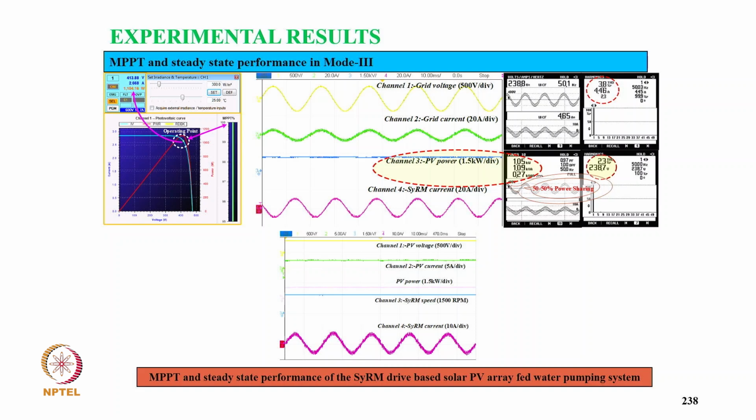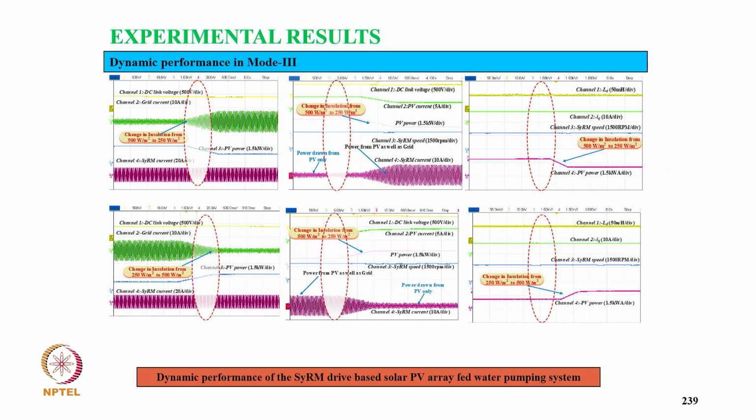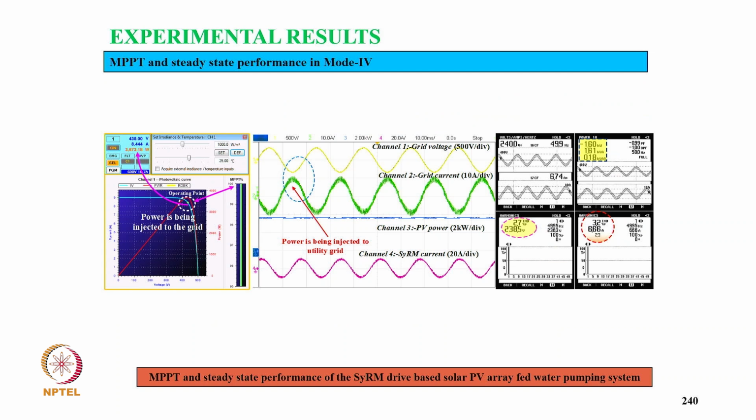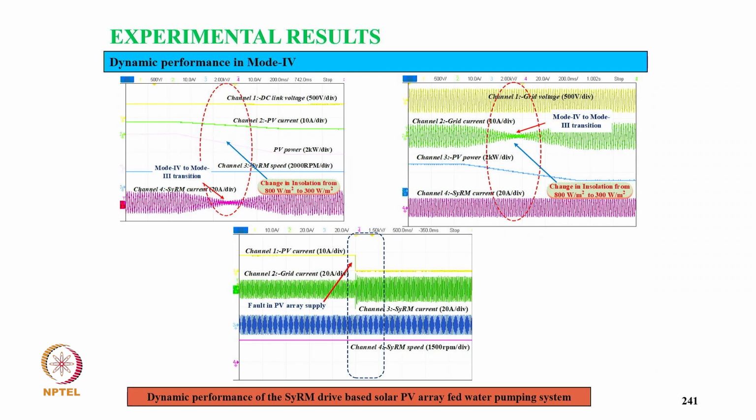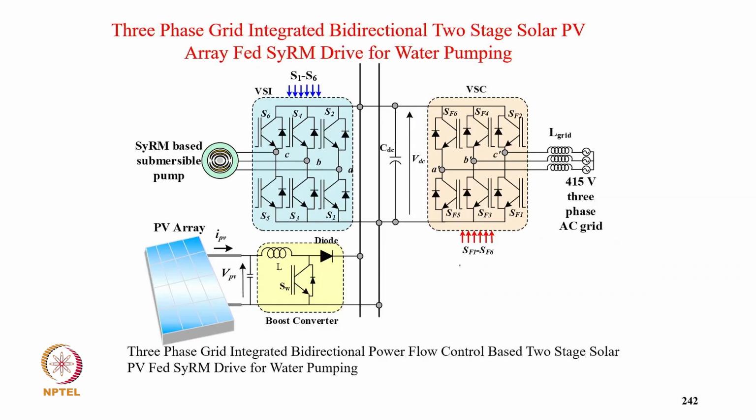You have solar as well as grid. So here also a little power is drawn from the grid, and THD is 3.8%, and the solar variation is there. In mode 4, when you are feeding power to the grid, here you can see 1.6 kilowatt power is fed to the grid, and the operation varies from one zone to another.